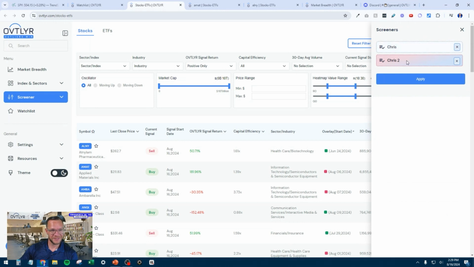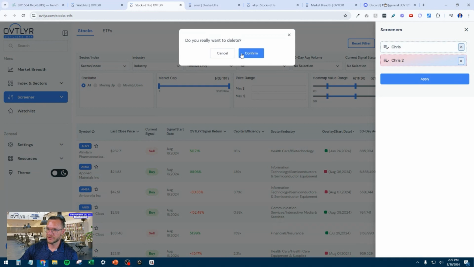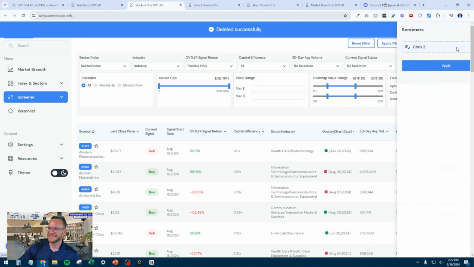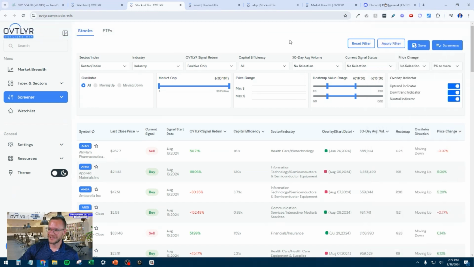Now, look, I've got Chris and Chris too. One bug that I found earlier is that you can't delete. In fact, I'll try it right now. You really want to delete? Oh, delete successfully. That is a bug that's already been fixed. Sweet. Because this morning I couldn't delete. Hell yeah. We're making this better as we go. Any values you change in here, you can hit apply filter and then save. So let's continue on through this, and then I'll show you exactly what I've been doing.